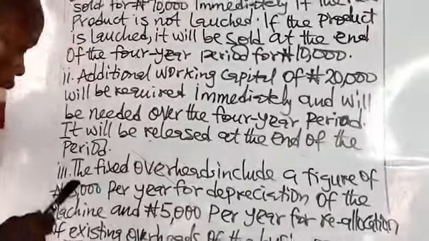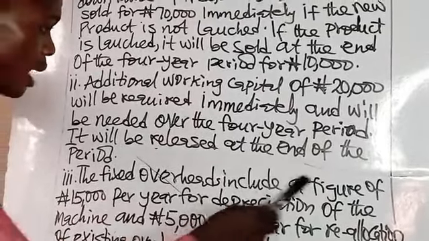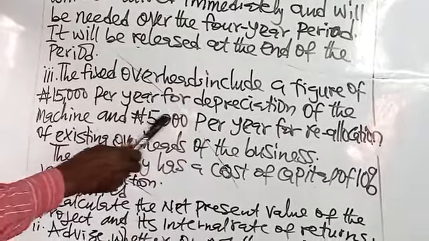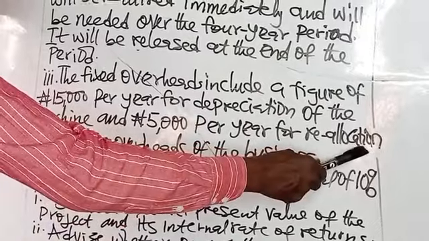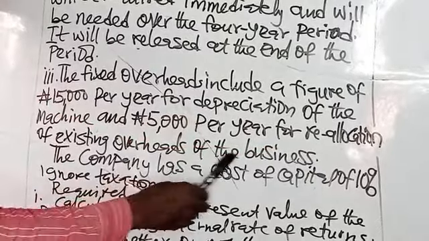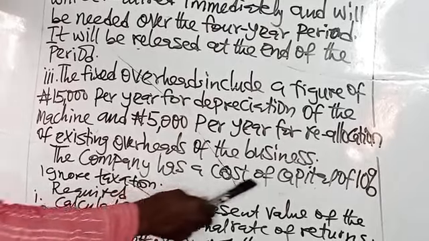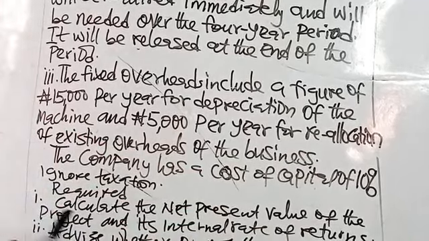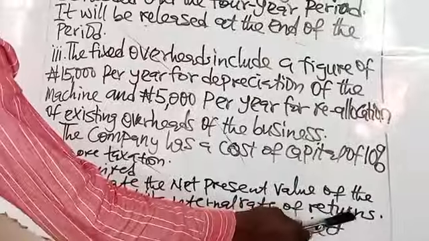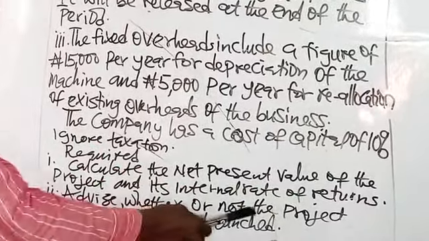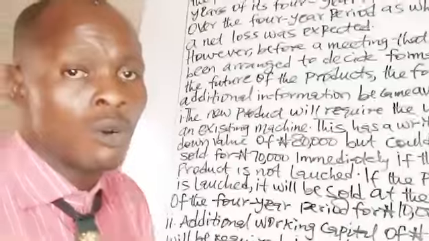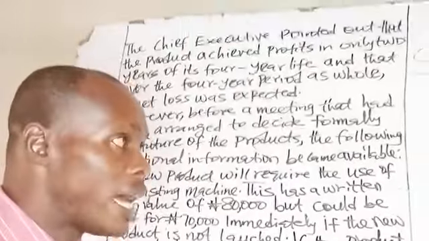Note 3. The fixed overheads include a figure of 15,000 naira per year for depreciation of the machine and 5,000 naira per year for reallocation of existing overheads of the business. The company has a cost of capital of 10%. Ignore taxation. Required. One, calculate the net present value of the project and its internal rate of returns. Two, advise whether or not the project should be launched. This question is obtained from Workout Performance Management by Ade Omolenwa.